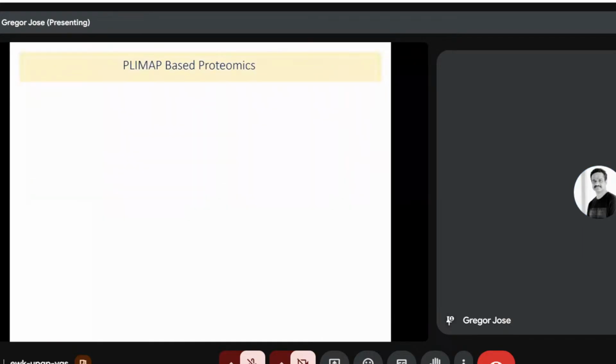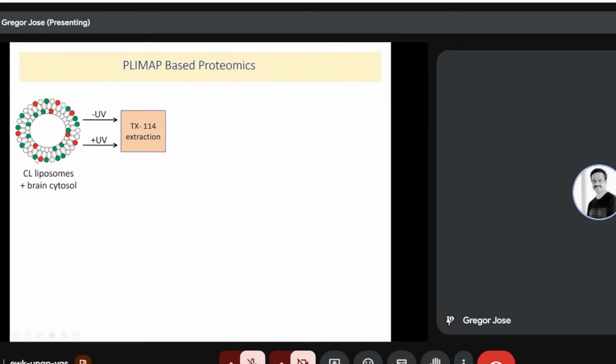So for the real experiment, we made a liposome containing the BDP lipid, which is the crosslinker, and we also put in cardiolipin. The whole idea is to understand what proteins present in the cell lysate bind to cardiolipin. We made these liposomes and we put in brain cytosol. So we have a lot of proteins in the brain cytosol. In one sample, we shine UV. In another sample, we do not shine any UV. And after this, we extracted with Triton 114.